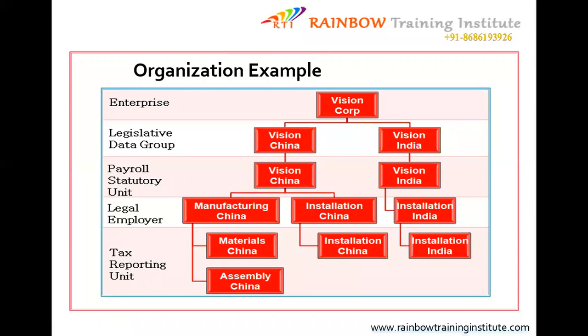These are nothing but the legal entities, meaning registered companies with the government. So in China, they might have registered Vision manufacturing something or Vision installation something. Two different registrations might have happened with the register of companies. And in India, we have only one company, Vision Installation India. So they will register with the register of companies. These are the legal entities. And once we classify them as a legal entity, we are going to recruit the people to work in those companies. So we classify them as legal employers.